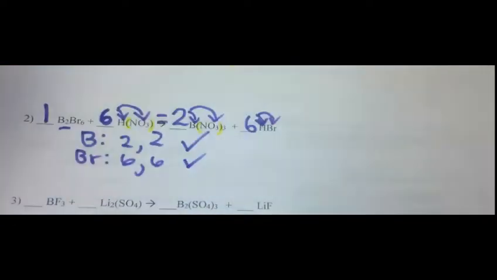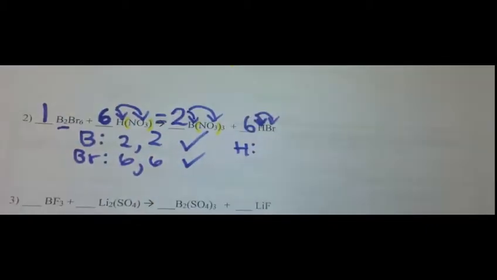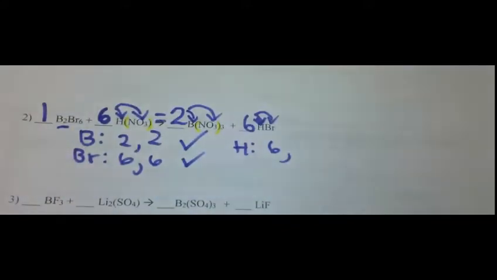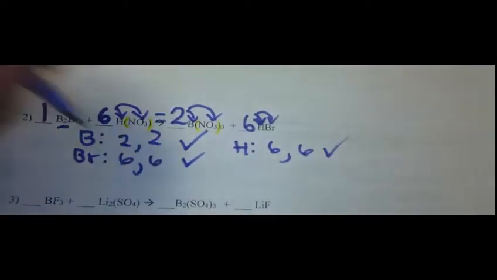Now let's look at the bromines. On the left side, I have 6 bromines. And on the right side, I also have 6. 6 and 6. Check. We're good there. How about our hydrogens? On the left side, I have 6 hydrogens. On the right, I also have 6. Good. Balanced.